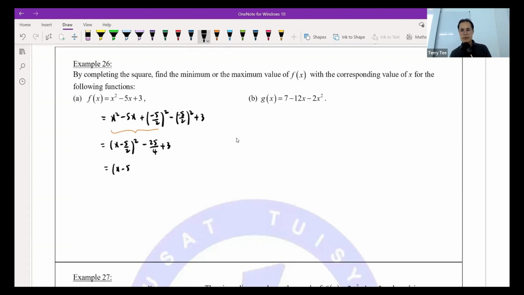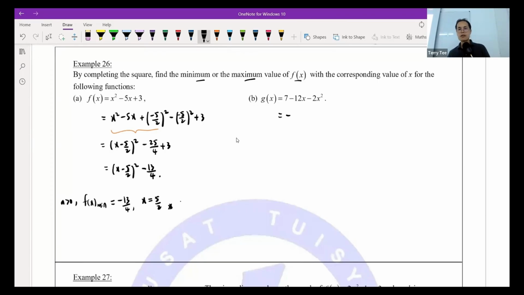5 squared is 25, so 25 over 4, plus 3. So this will give us (x minus 5 over 2) squared. And then this will be what? Minus 25 plus 12, minus 13 over 4. You are supposed to also find the minimum or maximum value of f(x). So what's your minimum or maximum? In this case, it's minimum because your a is more than 0. f(x) will be negative 13 over 4, and that happens when the one inside the bracket is 0, x is 5 over 2.